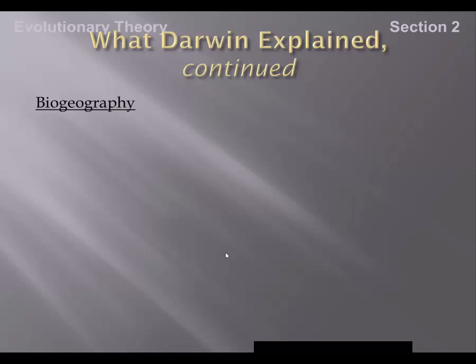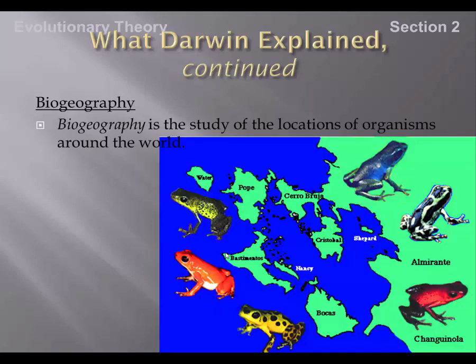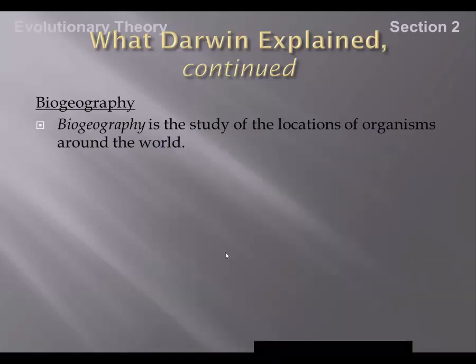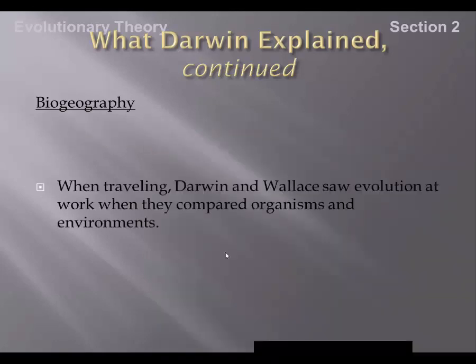Biogeography. Biogeography is the study of the locations of organisms around the world. And this was also used as one of the proofs for Darwin's theory of evolution. When traveling, Darwin and Wallace saw evolution at work, especially when they compared organisms and environments.